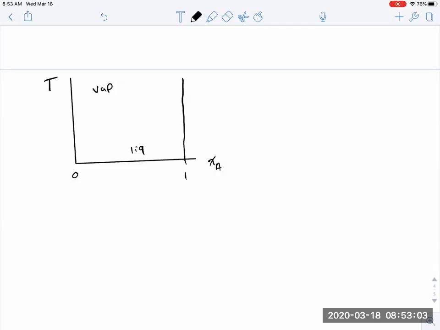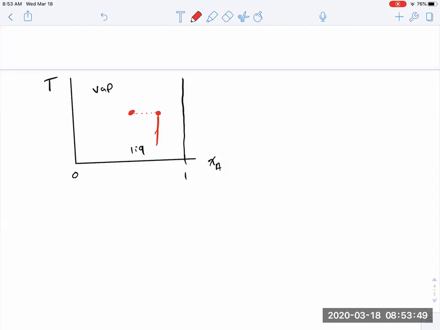Now, if I take a liquid at some fixed composition and I heat it up, there'll be a point at which I start to vaporize it. Now it has a fixed composition, some amount of A, some amount of B. If B is the more volatile, then I expect that the composition of the vapor has a smaller mole fraction of A.